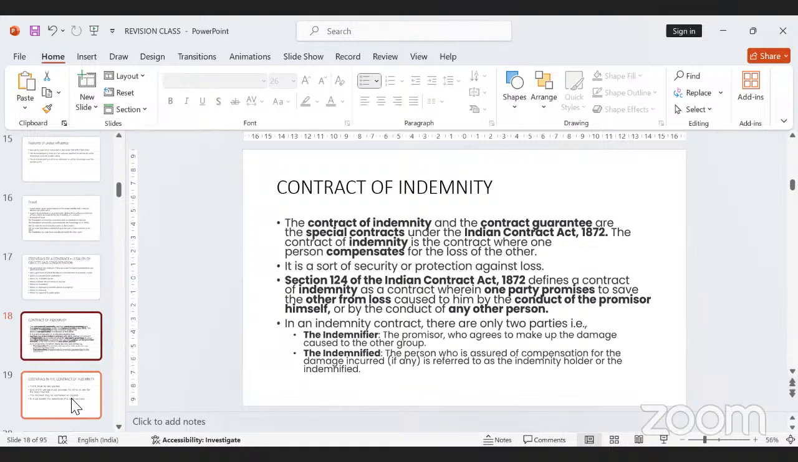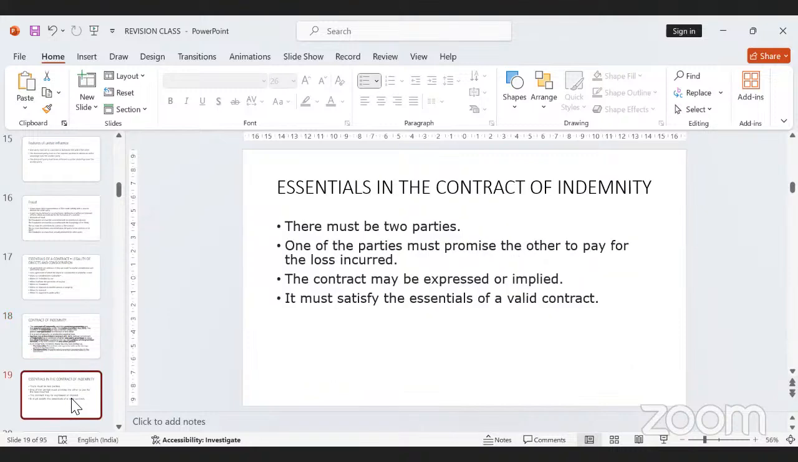Similarly, contract of indemnity. I told you contract of indemnity is a contract where one party promises to save the other party from whatever loss has been caused to that party. That is known as a contract of indemnity. Insurance is an example of indemnity contract, right? So vehicle insurance we take, life insurance we take, health insurance we take. So those are all examples of indemnity, right?